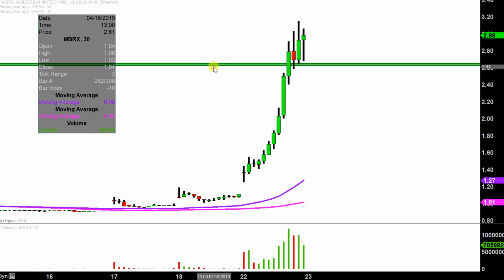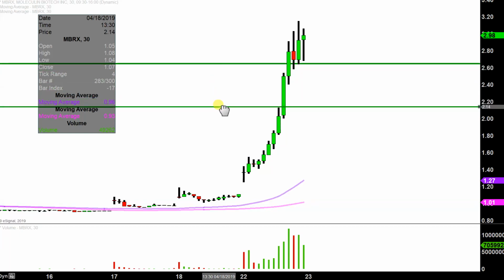Next level of support after that would be this previous breakout point from down there right around $2.15. So $2.65 and $2.15, two of the nearer term levels of support.